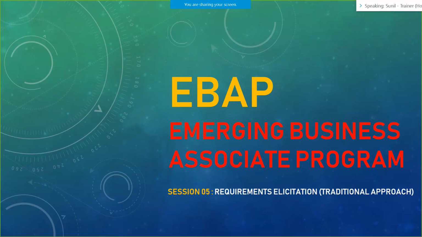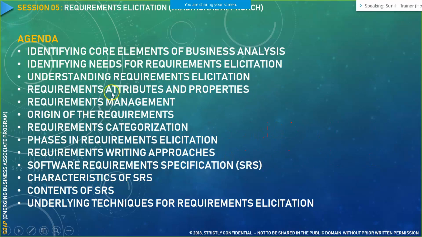And we would also cover some of the underlying techniques like we covered in our last session. So we would first identify the core elements of business analysis. Then we would identify needs for requirement elicitation. We would understand the requirement elicitation process. We would understand what are requirement attributes and what are requirement properties. After that, we would understand what and how to manage the requirements.